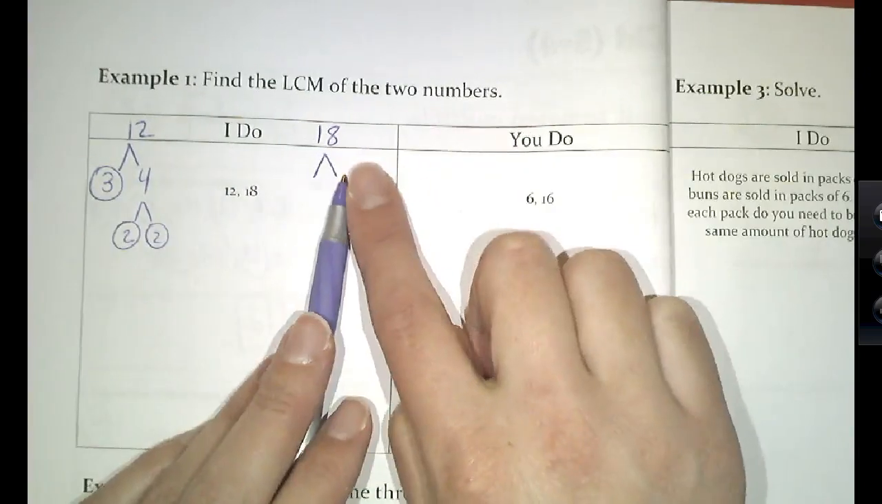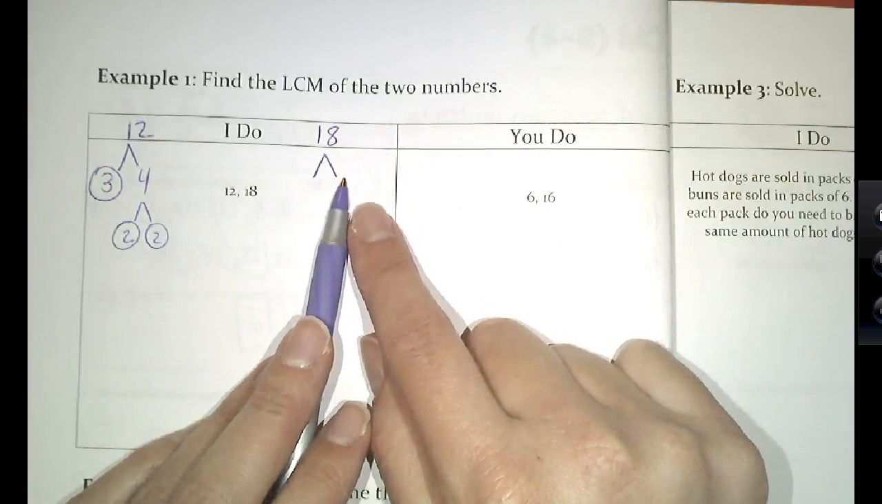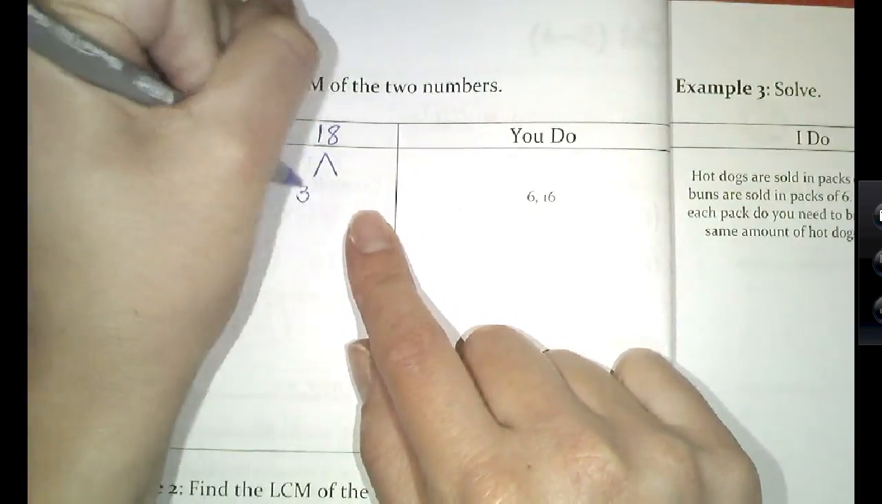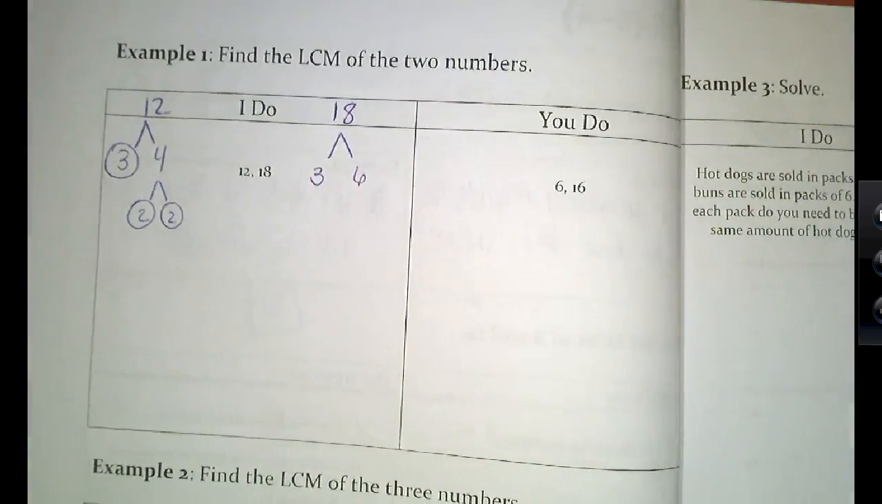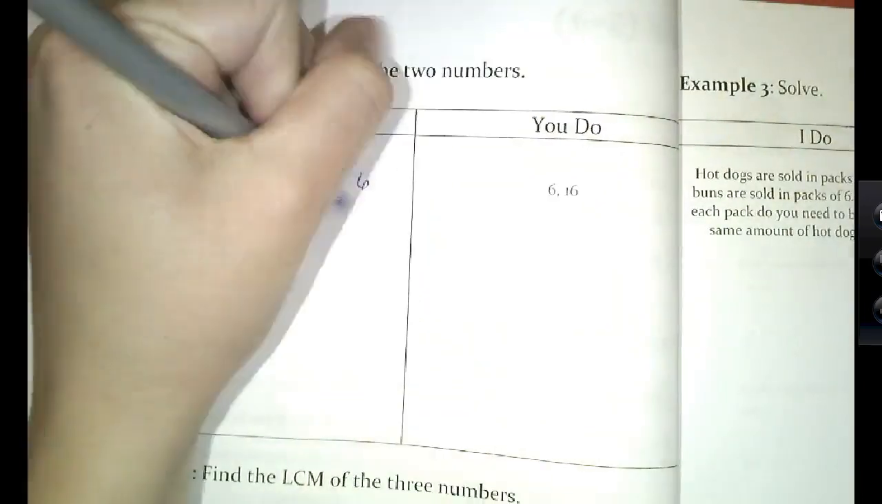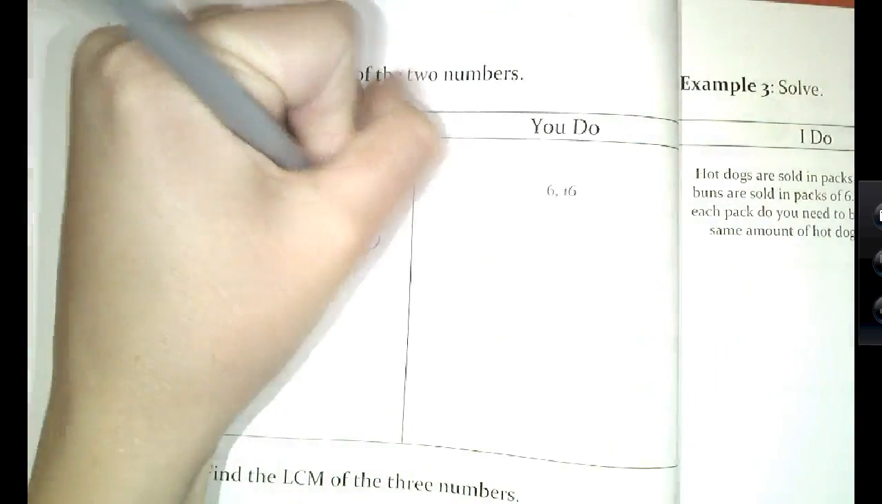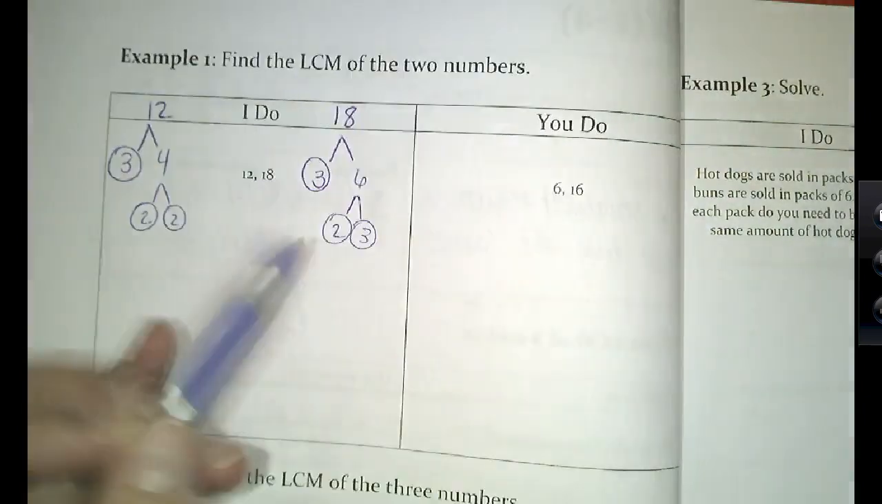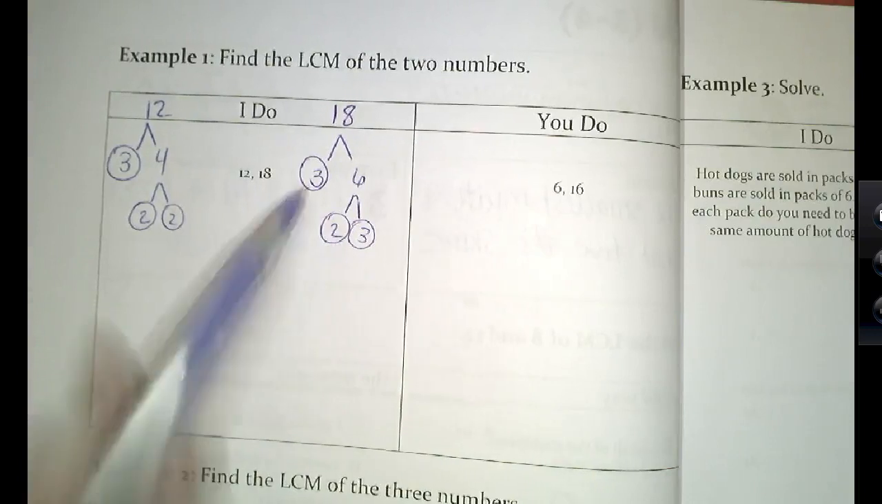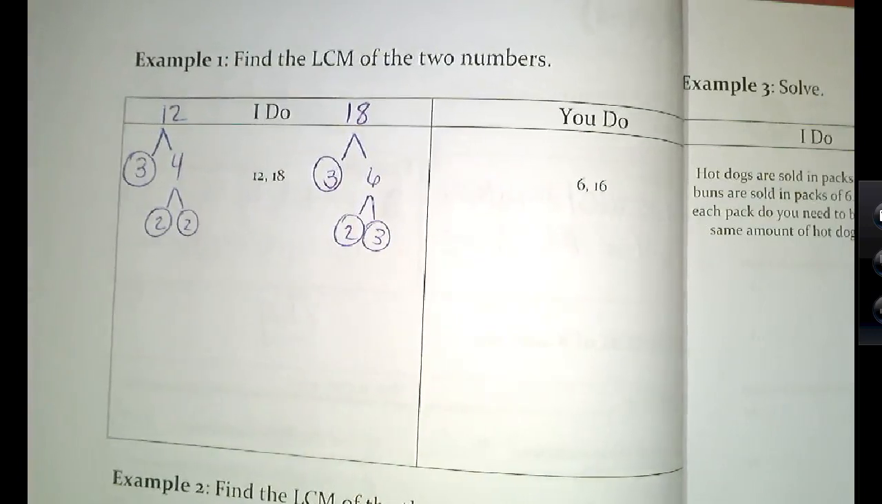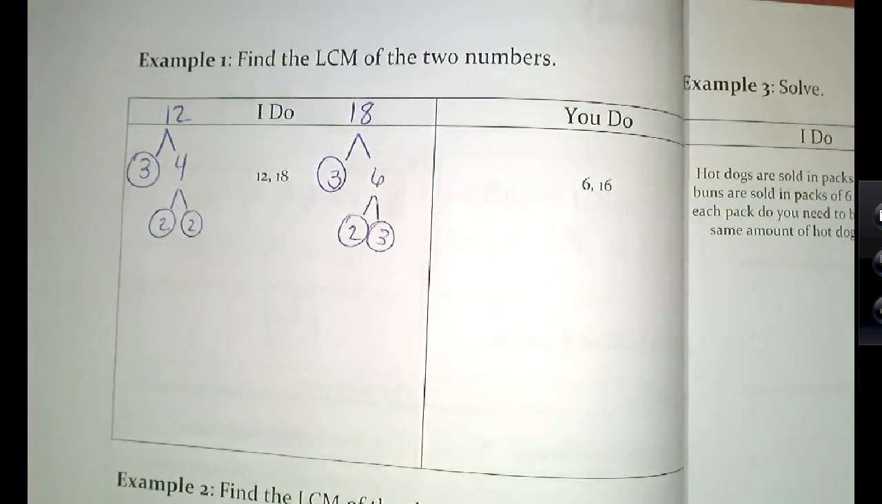What did you guys break 18 into? 6 and 3, very good, I like it. 9 and 2, you're still going to get the same answer. And then for this 6, I broke it into a 2 and a 3. So for 18, I got 2 times 3 times 3. So double check your factor trees.